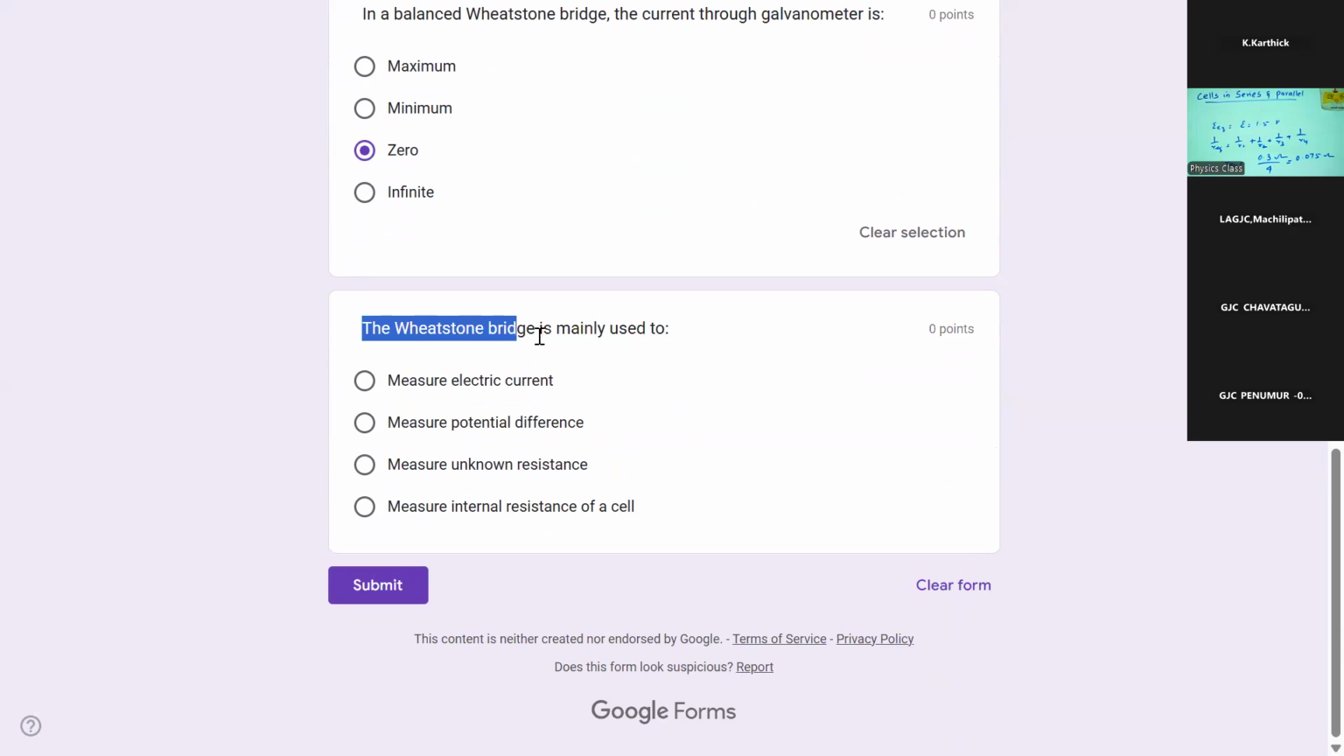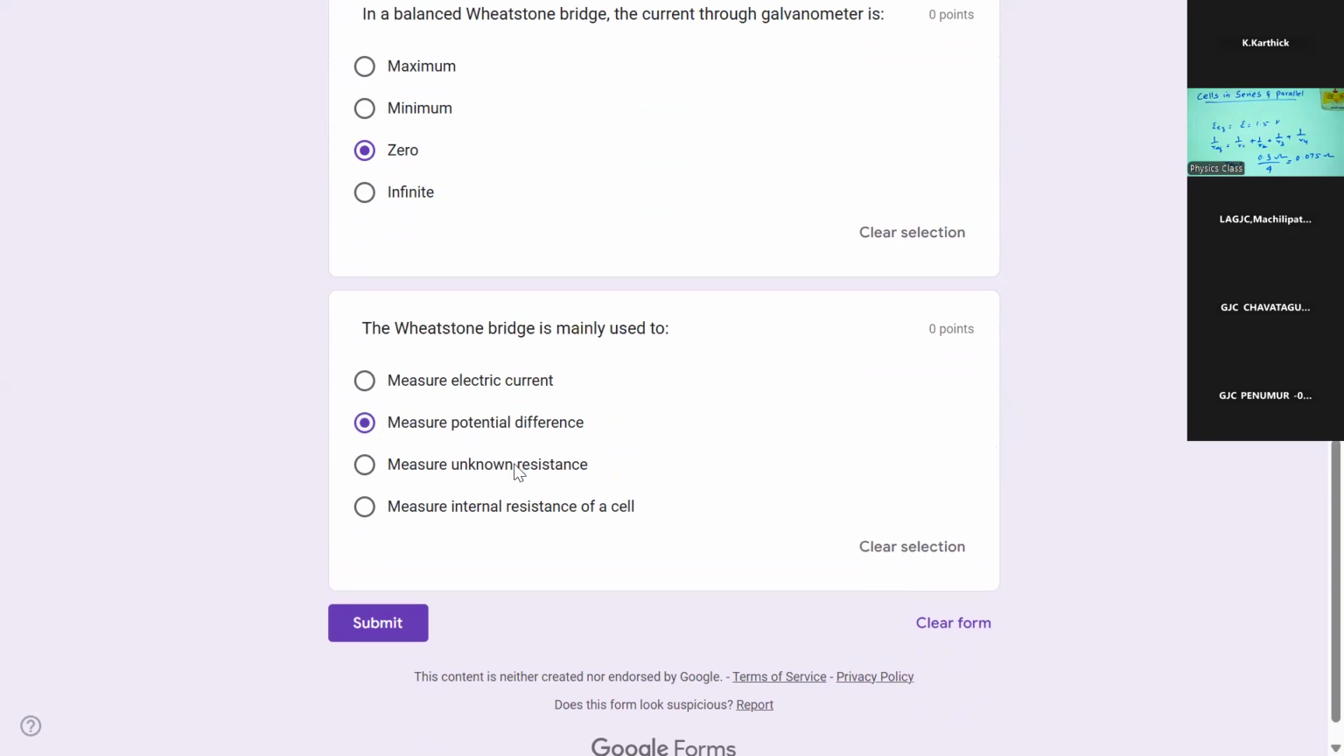The Wheatstone bridge is mainly used for what purpose? Measure electric current, measure potential difference, measure unknown resistance, measure internal resistance of the cell. Which one is correct? The Wheatstone bridge, yes, you are telling the correct answer. Yes, very good. The Wheatstone bridge is mainly used to, which one is?